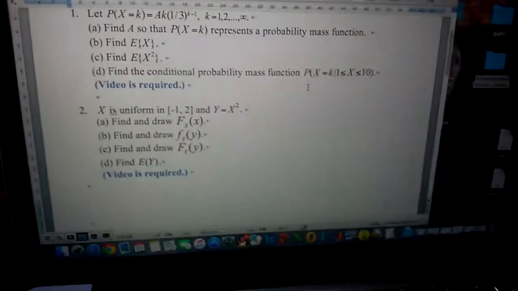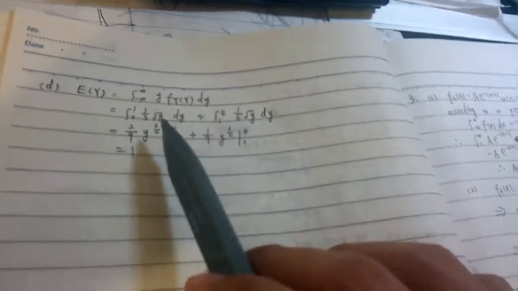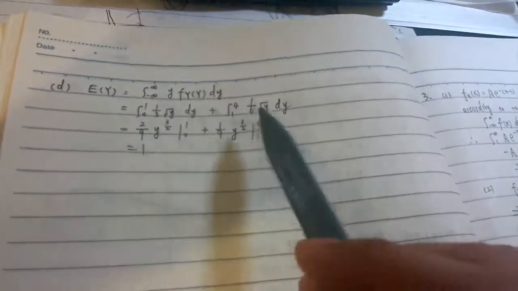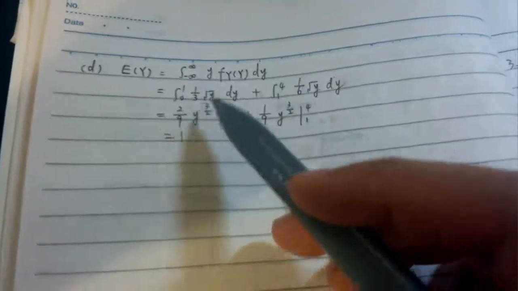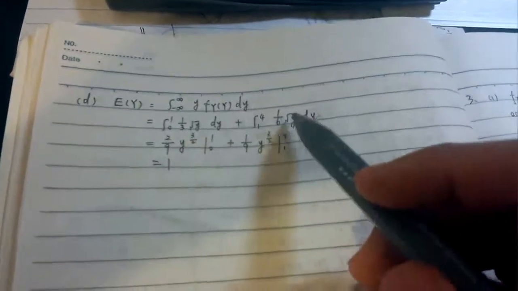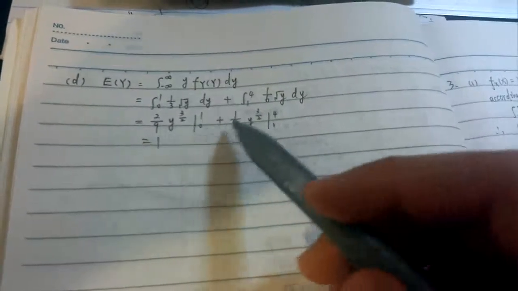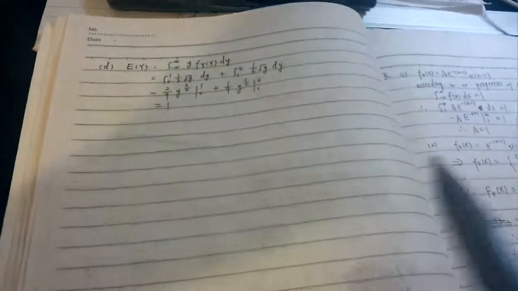Okay, the last part is to find the mean of Y. We can see the mean of Y is the integral of y times f_Y dy. So we can integrate from before. We can see this is 2 parts, so we can just integrate these 2 parts. That is this form. So we just add these parts together, and we can get the mean of Y is equal to 1. That's it. Thank you.